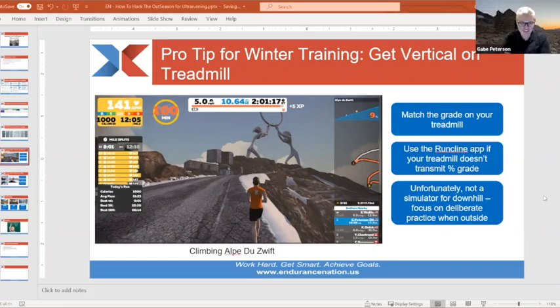So this is an actual screenshot. This was one I would do in the winters. I'd run up Alpe du Zwift on Zwift. It was always fun because all the cyclists give you a fun reaction as you're running up. Sometimes you run past them as they're trying to spin up. It's a great workout. You get over 3,000 feet of vertical. It's about an average of 8% grade.